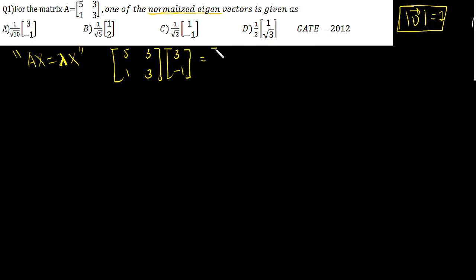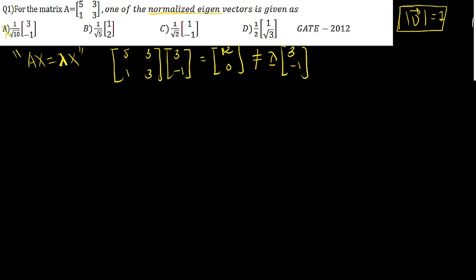Now let's do the multiplication. Here 15 minus 3, so I am getting 12 as the first entry, and here 3 minus 3, so I am getting 0. Let's try to represent this 12, 0 vector as lambda times 3, minus 1. We are not getting any scalar that represents the left hand side vector in the right hand side form, so option A is not correct.